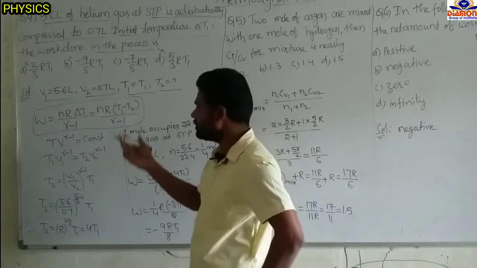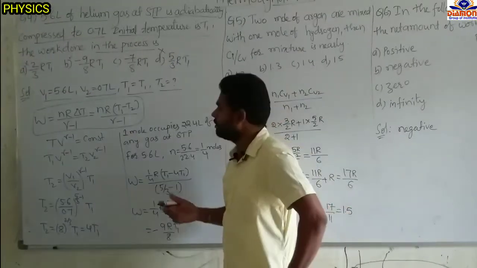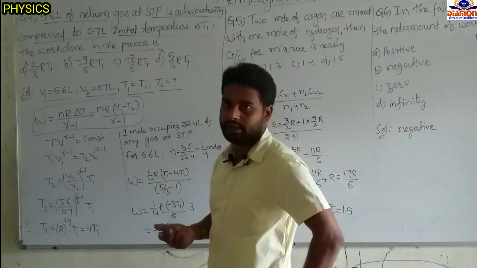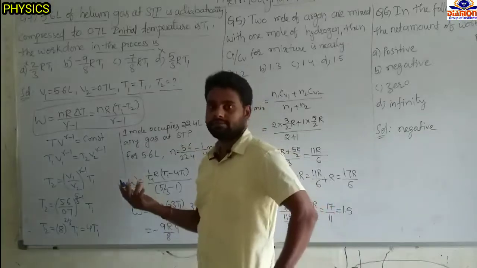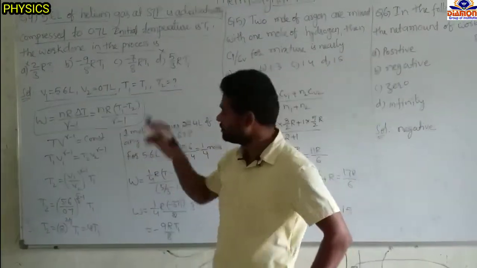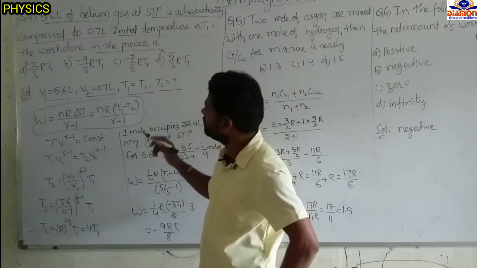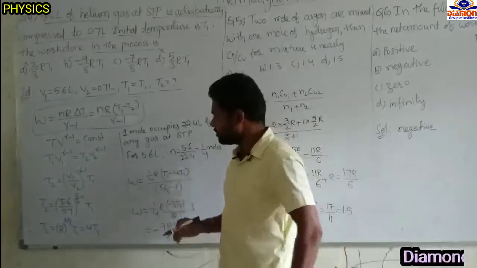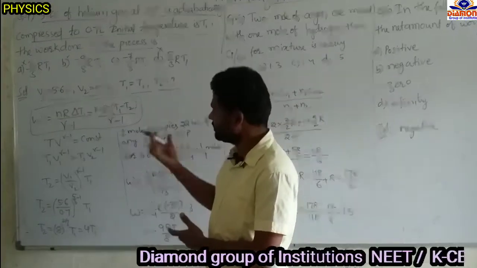One more way, we can also write it from the ideal gas equation. PV equal to nRT, so nR delta T equal to (P1V1 minus P2V2) by gamma minus 1. We can also write the work done this way. If they give the pressure and volume, then we have to use that formula. Here they gave the volume and temperatures. So here volumes and temperature are given, and they are asking the work done.